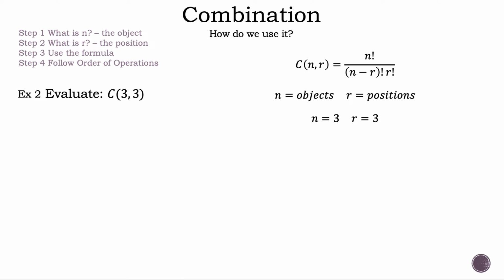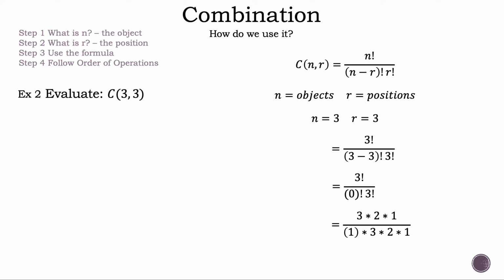In this case, n is equal to 3, and r is equal to 3. So let's substitute 3 for each n, and 3 for each r. So now we have 3 factorial all over the quantity of 3 minus 3 factorial times 3 factorial. And 3 minus 3 is 0. So now we have 3 factorial all over 0 factorial times 3 factorial.